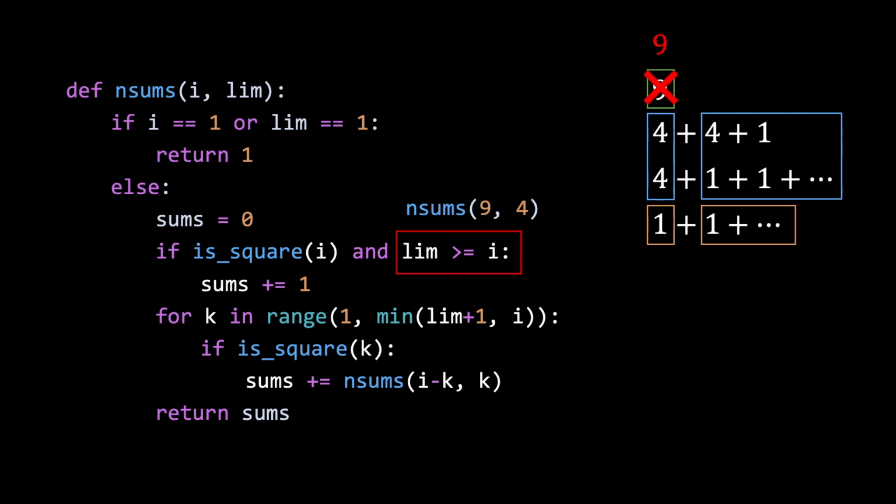Now, we iterate k from 1 to limit plus 1 or i, whichever is smaller, since it doesn't make sense to consider limits higher than i. Also, note that the endpoint is excluded in Python. This is why we wrote limit plus 1 instead of limit and i instead of i minus 1. Then, if k is a square, we increment sums by the number of sums of i minus k, with k as the limit. One should note that there are more clever and faster ways to implement the solution. However, that's out of the scope of this video.